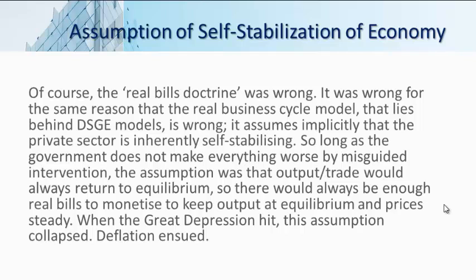Basically, it assumes that once you are at full employment equilibrium, all the resources are available, so there would always be enough assets that you could issue loans against them. But if you are at unemployment, then you are in trouble, because there are real assets which are lying unused. So this assumption that there will always be enough real bills to monetize to keep output up is false. And when there was not enough money to go around, then there was deflation. Prices started falling. This is the debt deflation cycle.